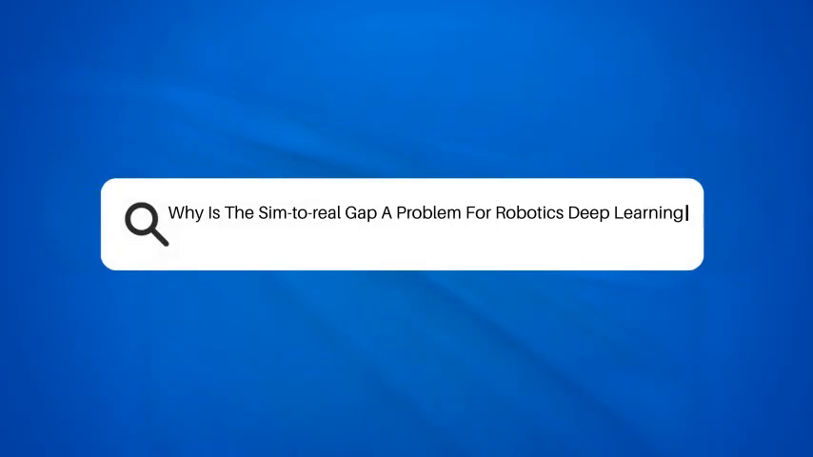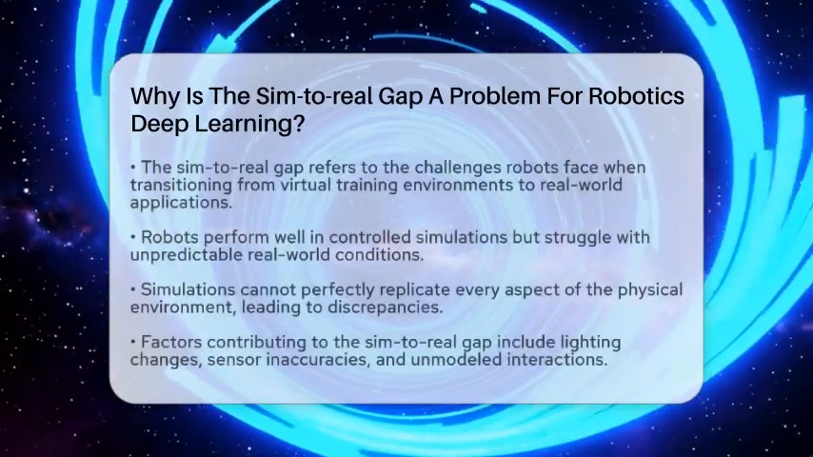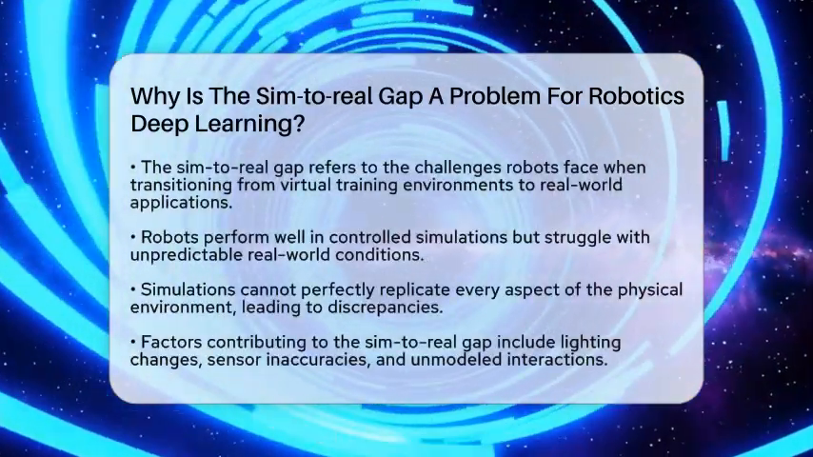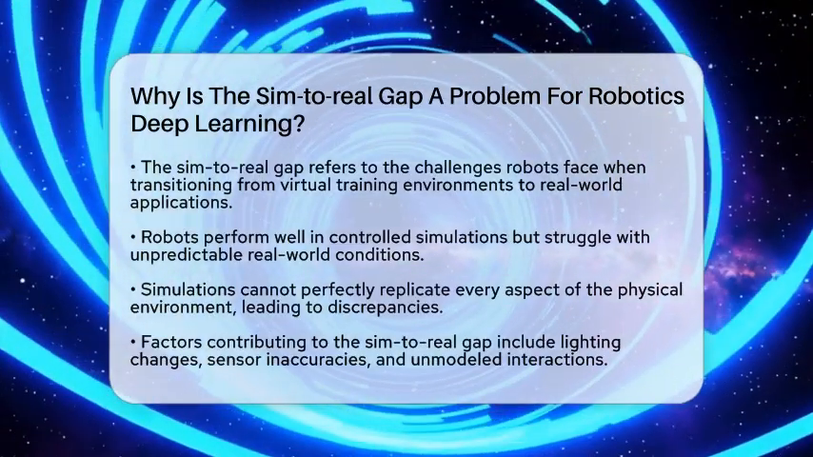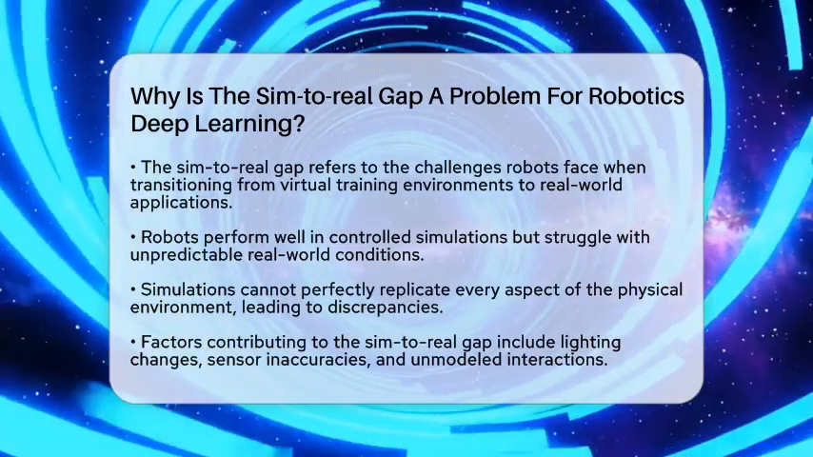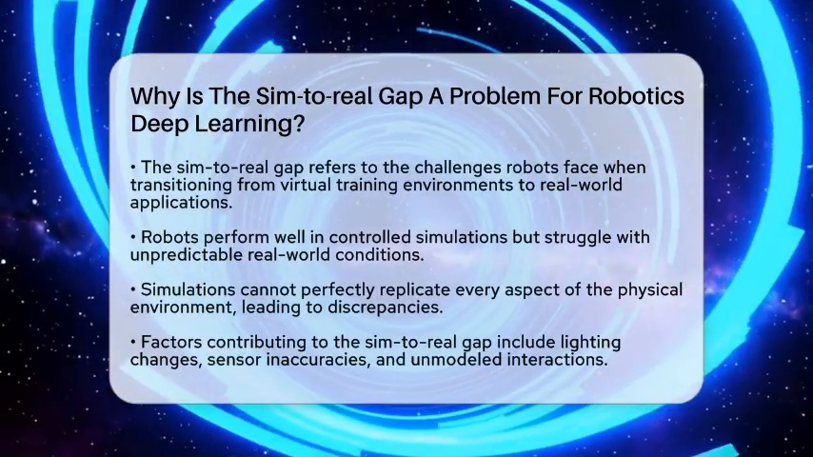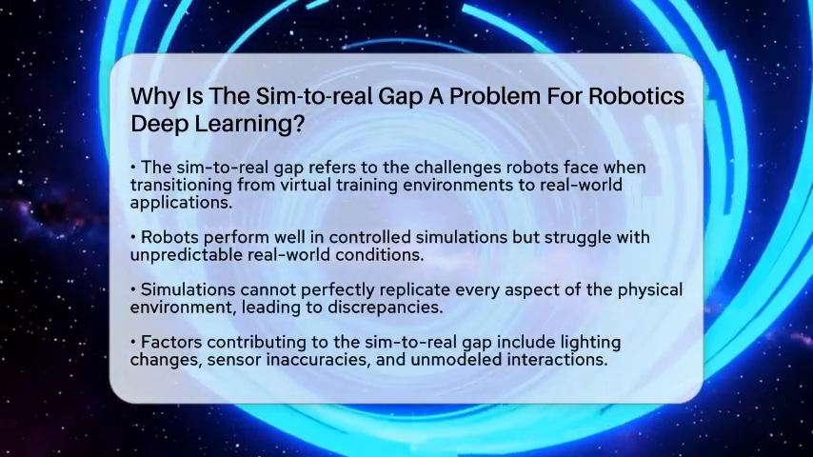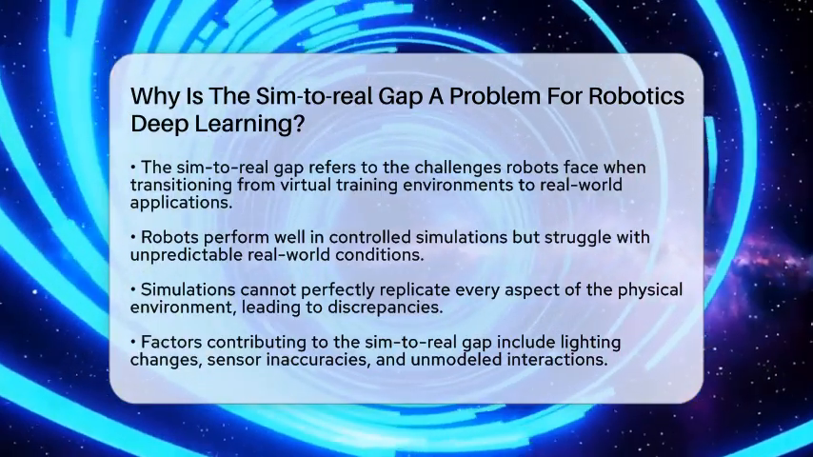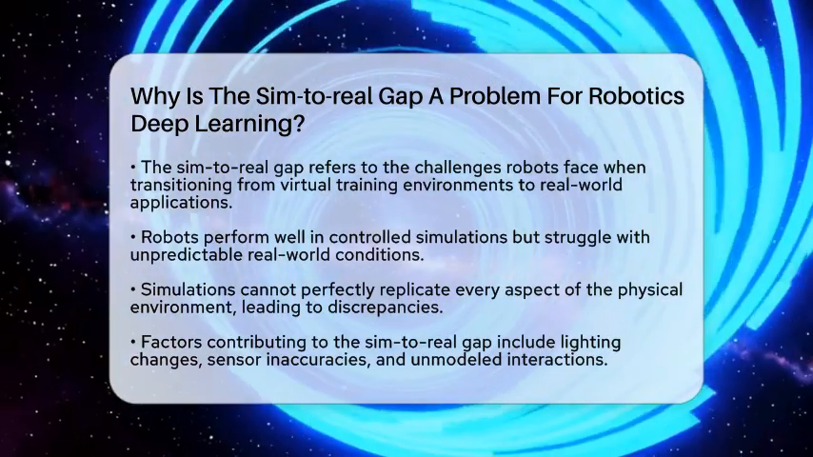Why is the sim-to-real gap a problem for robotics deep learning? Have you ever wondered why robots trained in virtual environments sometimes struggle in the real world? This is a key issue known as the sim-to-real gap. It highlights the differences between simulated training environments and the unpredictable conditions robots face in reality.